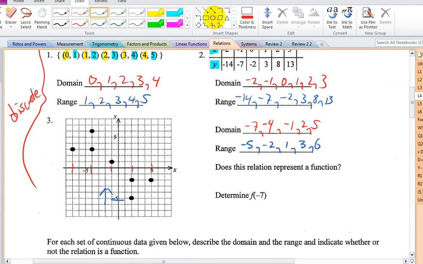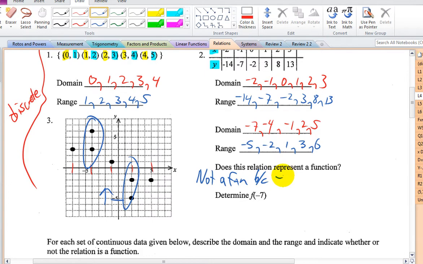Now, is it a function? Well, you have to use your vertical line test. Well, you don't have to, but you can. And you'll see this red line, it touches these 2 dots at the same time. That's your big no-no. It also happens over here. So here it fails and there it fails. So it's not a function.